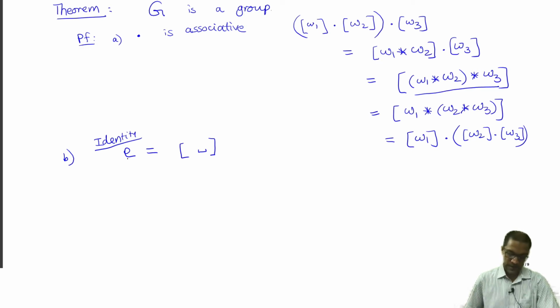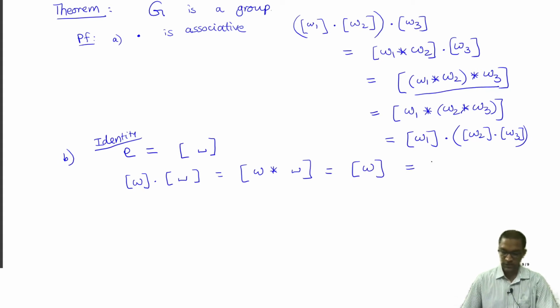The claim is that this serves as an identity, again by definition, because the multiplication just says for any word W, if I multiply it with the equivalence class of the empty word, I just have to concatenate W with the empty word, but that's just W. And observe the same logic holds in the other order. If I hit the equivalence class of the empty word with W on the right, then of course it gives me W. So in some sense, these two properties just follow from the corresponding properties of the star operation.